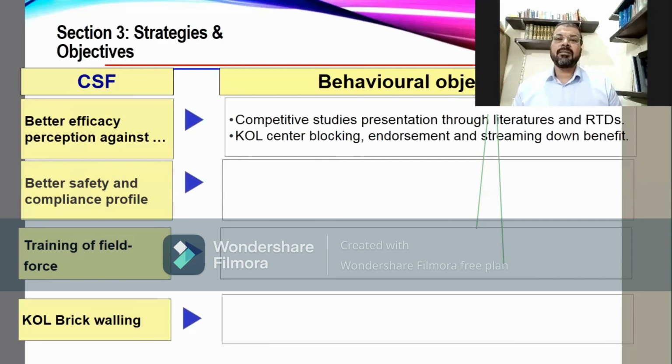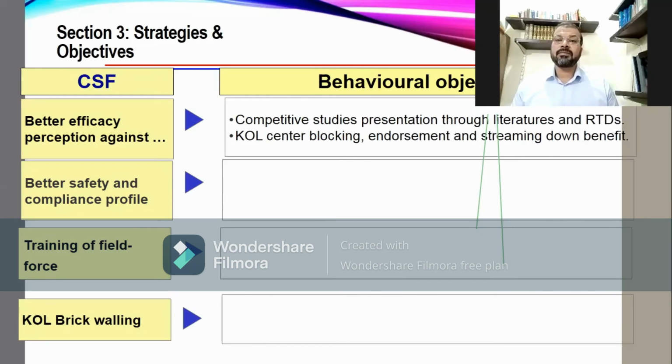For example, better efficacy perception against competition. If your strength is your better efficacy and the competition is having less efficacy, you are having third party reference, just mentioned in the journals, just mentioned in the books. And what you do is that you try to highlight this through your literature, your detailing, your webinars, your roundtable discussions, your focus group, your CMEs.